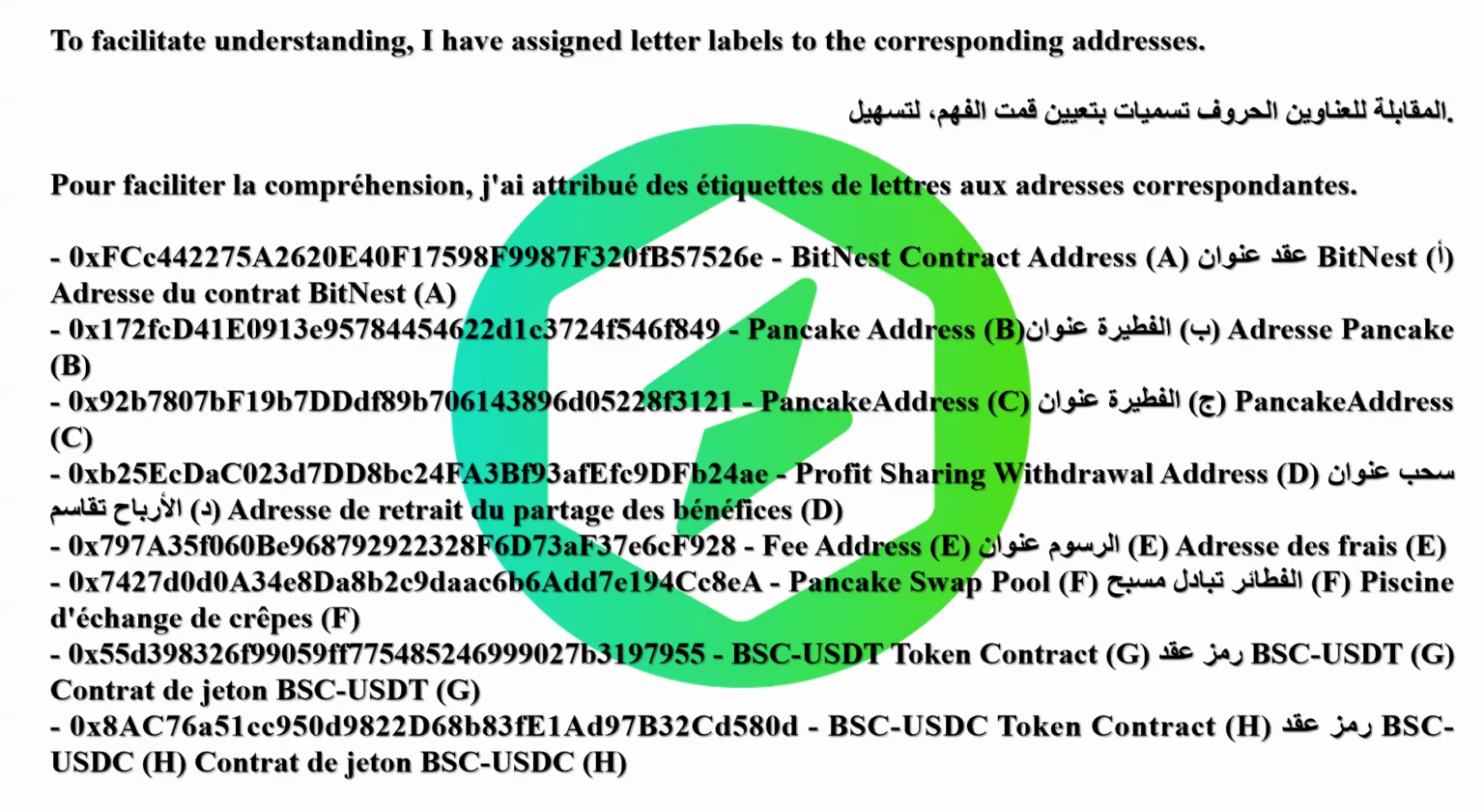So for you to understand better, you can look at this. To facilitate understanding, I have assigned a letter label to each corresponding address. So you can check these addresses. This is the BitNest contract address. You can go there and check and see. And the Pancake address here, and the profit sharing withdrawal address. Everything is transparent and you can check for yourself.